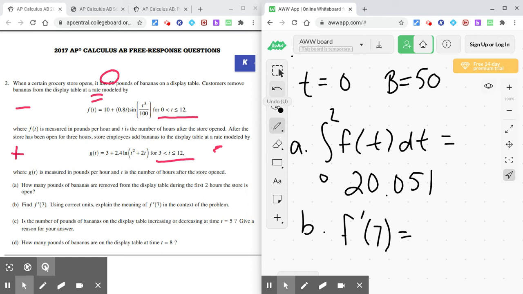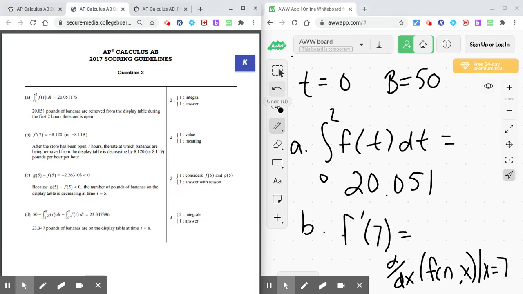So I'd put in the derivative, I'll write it over here. It'd be the derivative of my function, comma x, such that x equals 7. And my function is going to be this big long thing. And if I go to my answer, what does that equal? Well, it equals negative 8.120, I believe is the specific answer, rounded correctly to 3 decimal places.